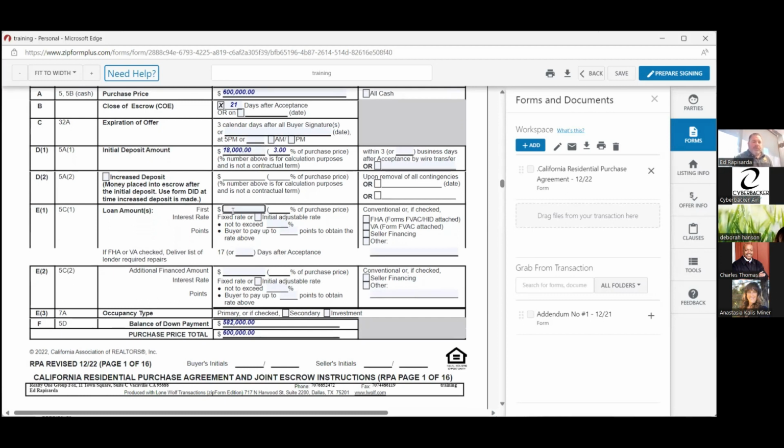Okay, so let's move down to 3E1, loan amounts. It is automatically assumed that the loan is conventional unless something else is checked: FHA, VA, seller financing, or something else. So what are some percentages that a buyer can do to purchase a property? What for down payments?